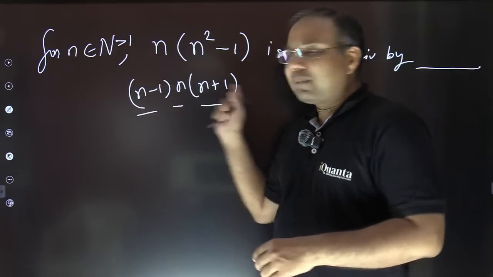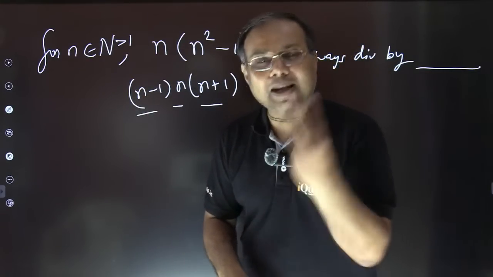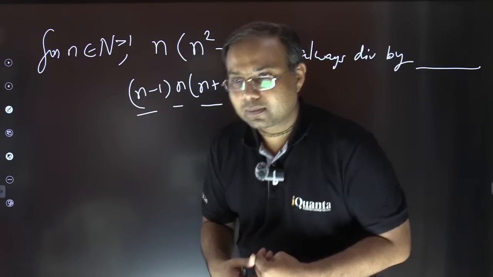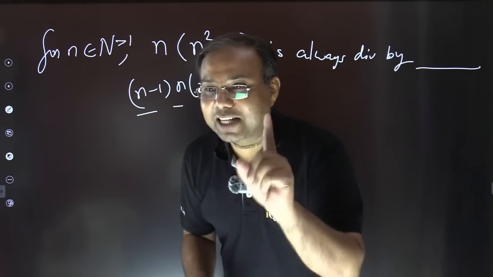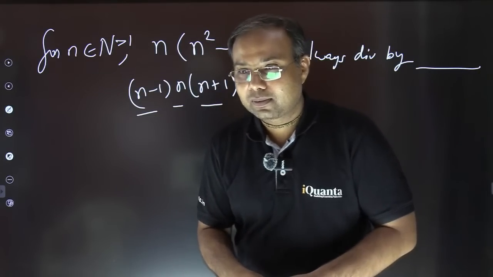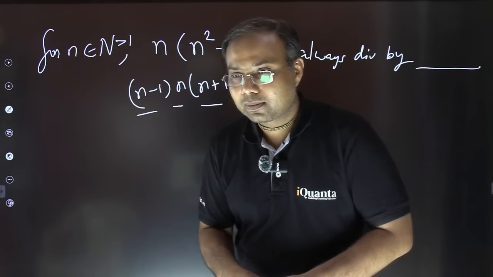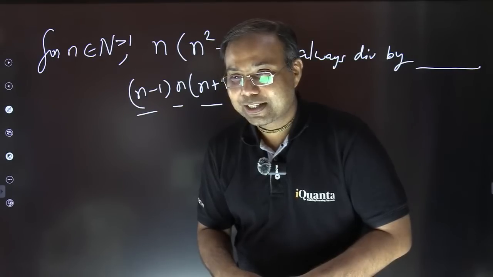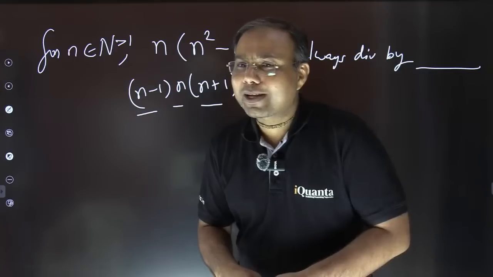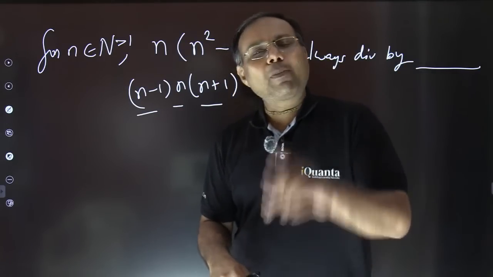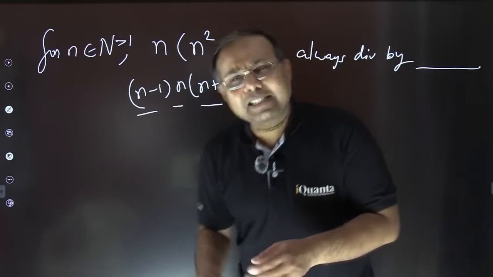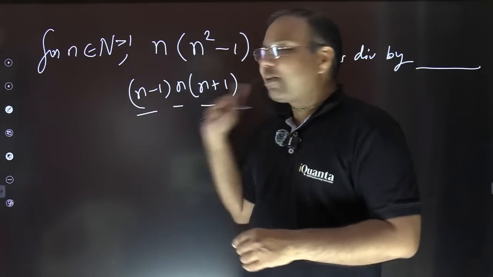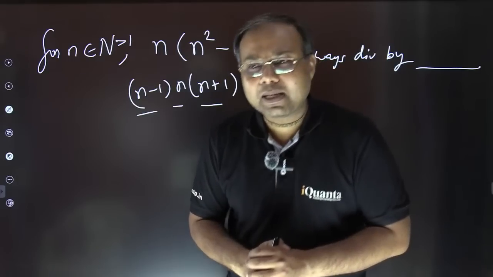Will there be any number out of these 3 which will be divisible by 3? Yes, exactly one number. It's okay, Jeet. That's true. There will be exactly one number. Is it necessary that one of them is divisible by 3? Is it necessary that one of them will be divisible by 3? Please tell me.